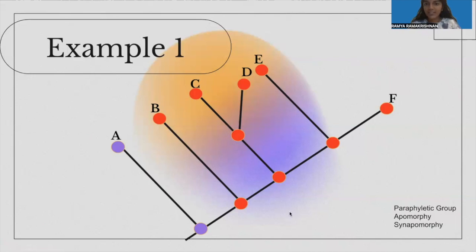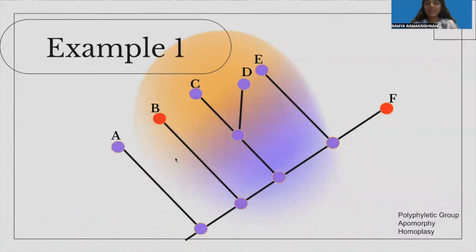But if I were to say my common ancestor is this red node, and I still circled that same section, now it becomes a monophyletic group. This example demonstrates how critical it is that you understand that all of these terms are in relation to your common ancestor.